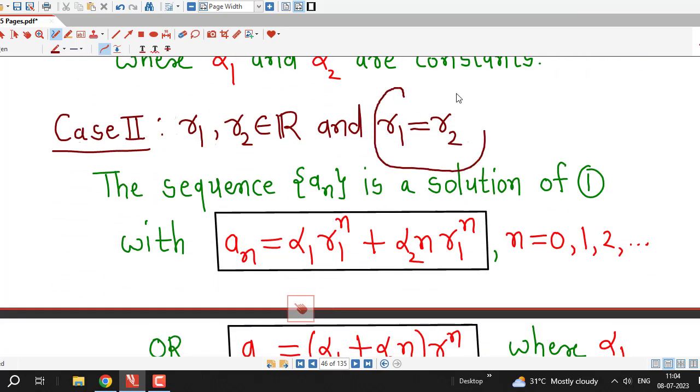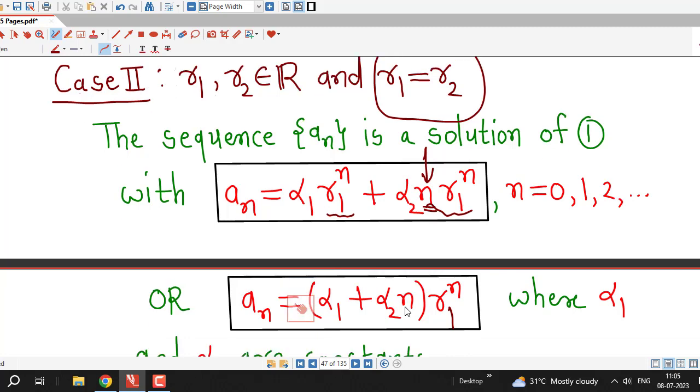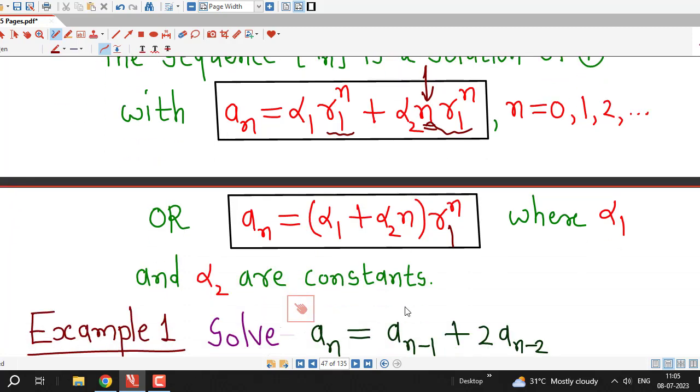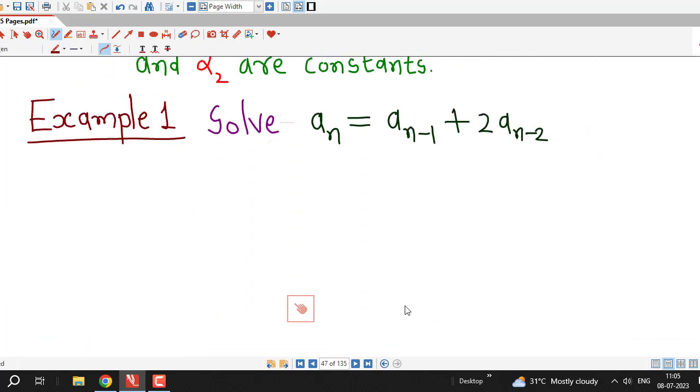If we have equal and real roots, then solution is given by an equal to alpha 1 r1 raised to n plus alpha 2 n times r1 raised to n. Here I have multiplied this r1 raised to n by n so that these two functions become independent. This we can rewrite by taking r1 raised to n common, and I have alpha 1 plus alpha 2 n in the bracket. So using these two cases, we consider these two examples.